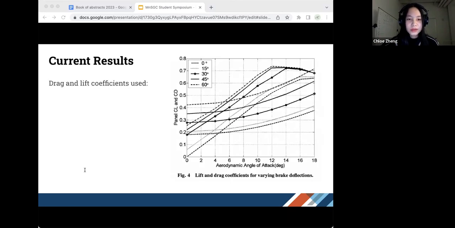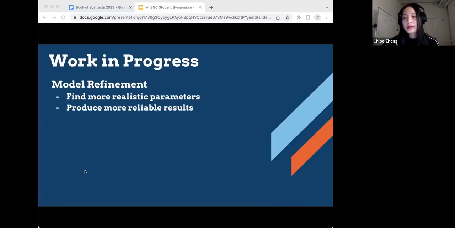We use the drag and lift coefficients used in the paper, but that creates a problem because these coefficients are pretty much unique to each individual system. This is why this model is still a work in progress, because we still need to adjust a lot of our parameters and find more realistic parameters specific to our own system. That will help us produce more reliable results. But we got the basic structure figured out for now, and the next step is to try out different parameters.